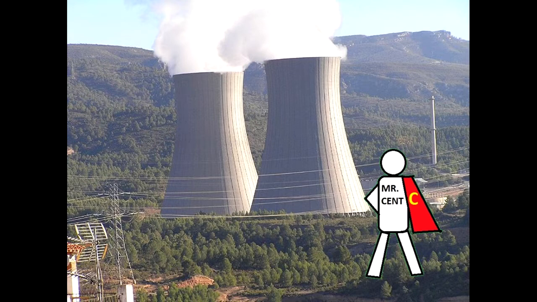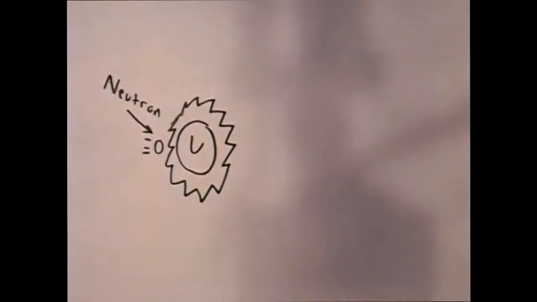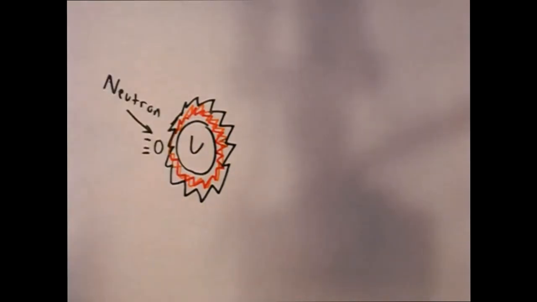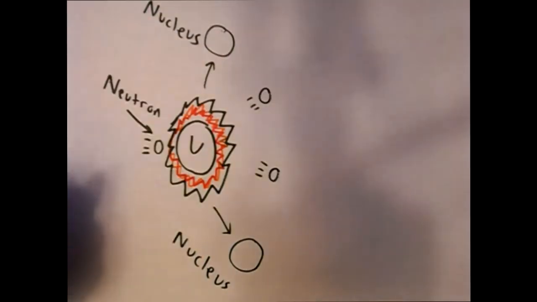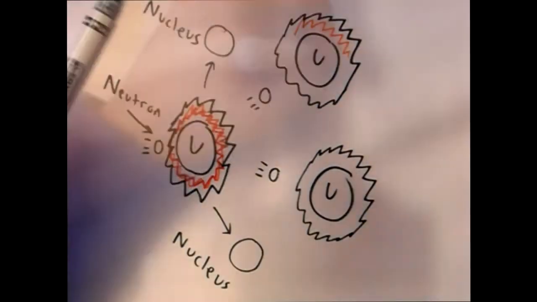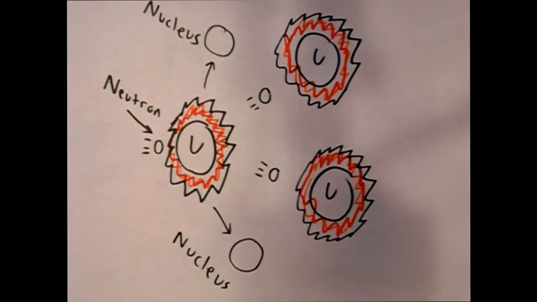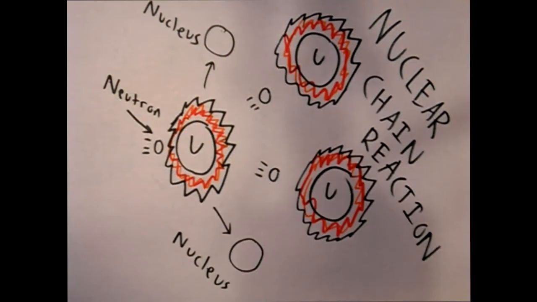For example, this nuclear power plant. Wait, how does a nuclear power plant work? Well, it's actually quite simple. In a nuclear reactor, neutrons are shot at high speed into the nuclei of a fuel, usually uranium. This produces a large amount of energy, as well as splitting the uranium nucleus. More neutrons will come out of this reaction, and those neutrons will be shot into other uranium atoms. This process is called a nuclear chain reaction, and it's what produces the immense amount of power in nuclear reactors.